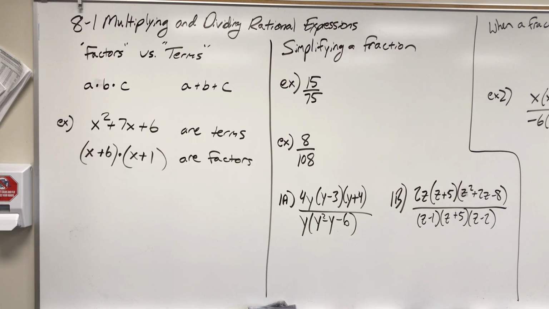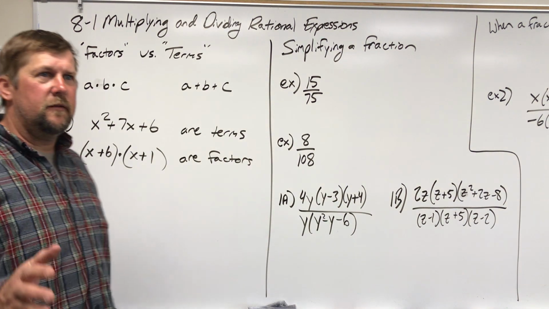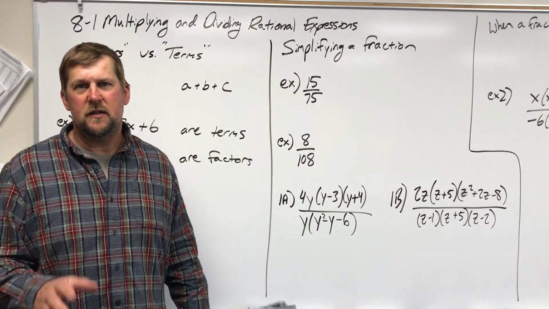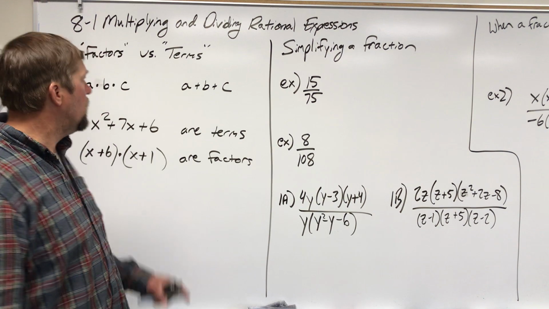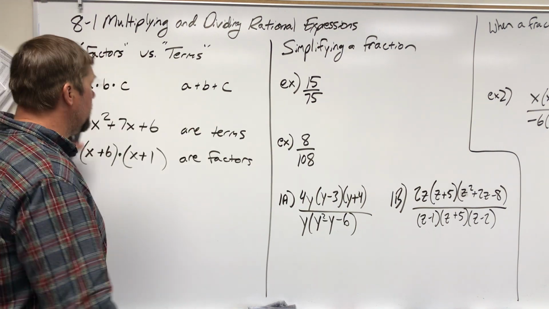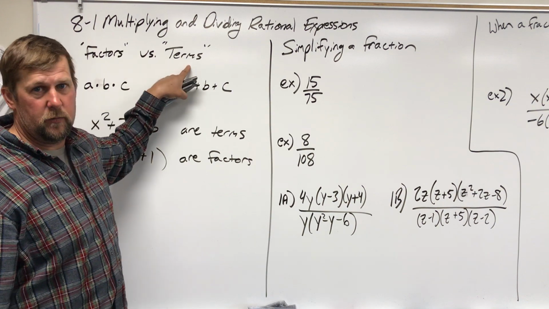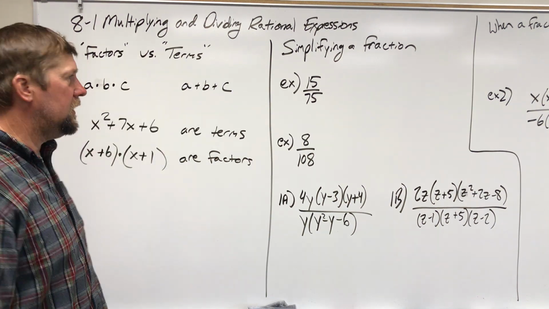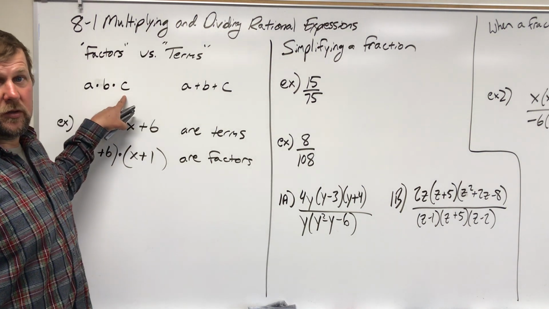Section 8.1 is on multiplying and dividing rational expressions. The one thing that students probably get confused the most about is the difference between terms and factors. So I have a little talk right here going on what factors are versus what terms are. Basically, in a nutshell, factors are things that are multiplied.